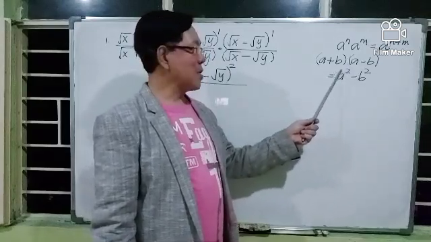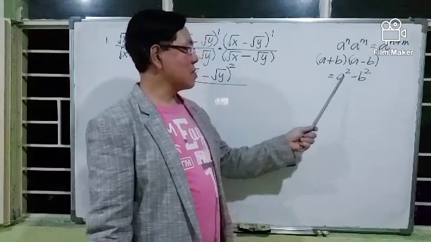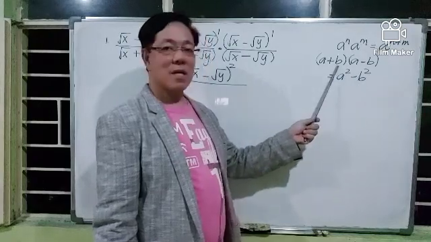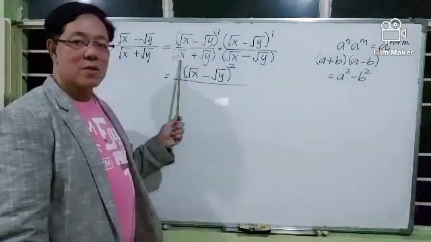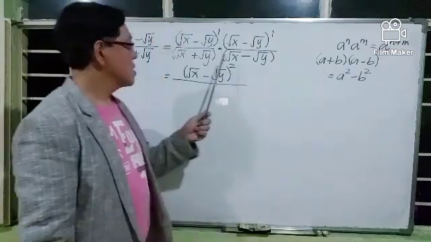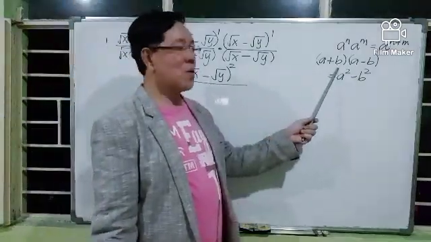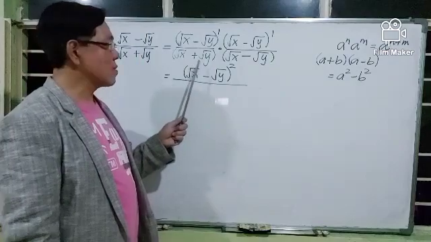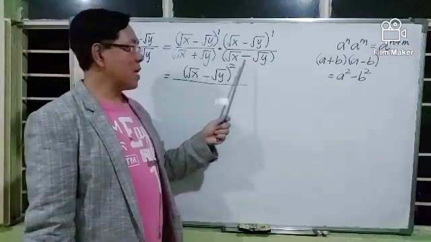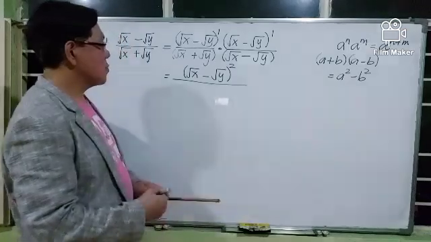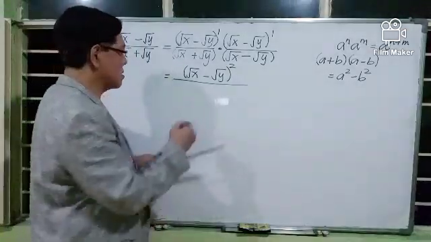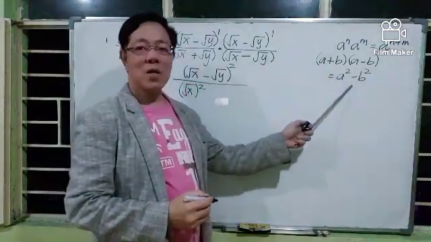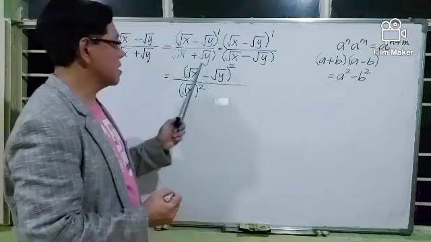The product of a plus b multiplied by a minus b equals the square of a, the first term, minus the square of b, the second term. In the denominator, square root of x is our a, square root of y is our b. And by this special product rule, the product of square root of x plus square root of y multiplied by square root of x minus square root of y is equal to the square of square root of x minus the square of b, the second term, square root of y.